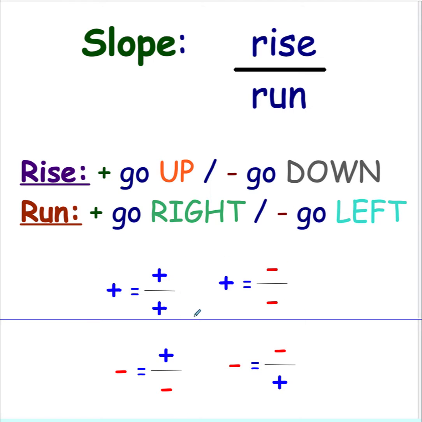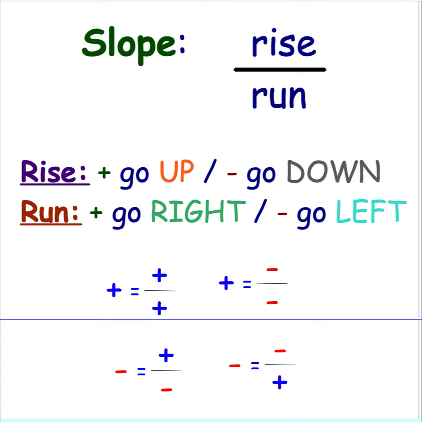Negative is going to come if you only have one, either the rise or the run can be negative. So it doesn't matter where you put the negative. You can put it either in the numerator for the rise or in the denominator of the ratio for slope for the run. Okay, so it's your choice where the negative goes.